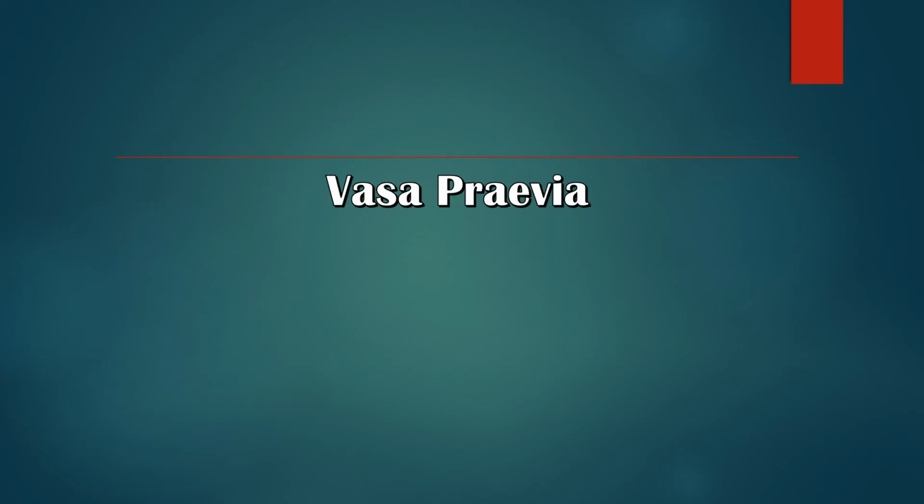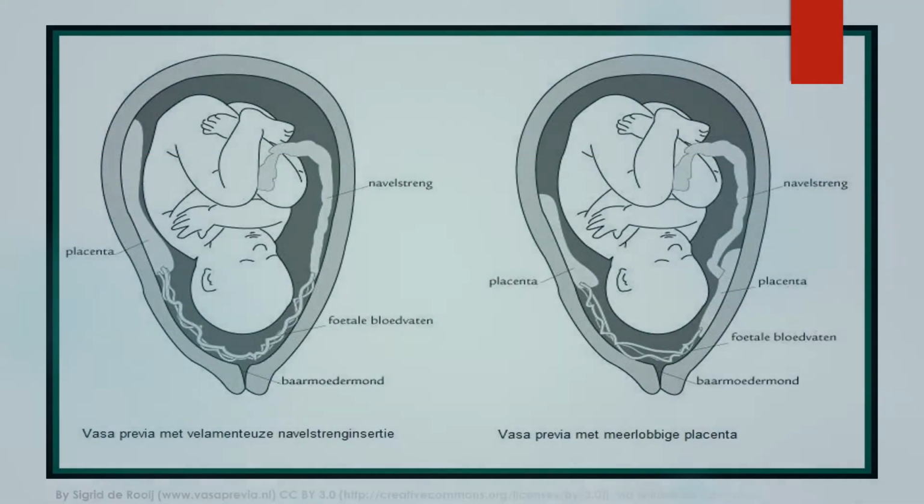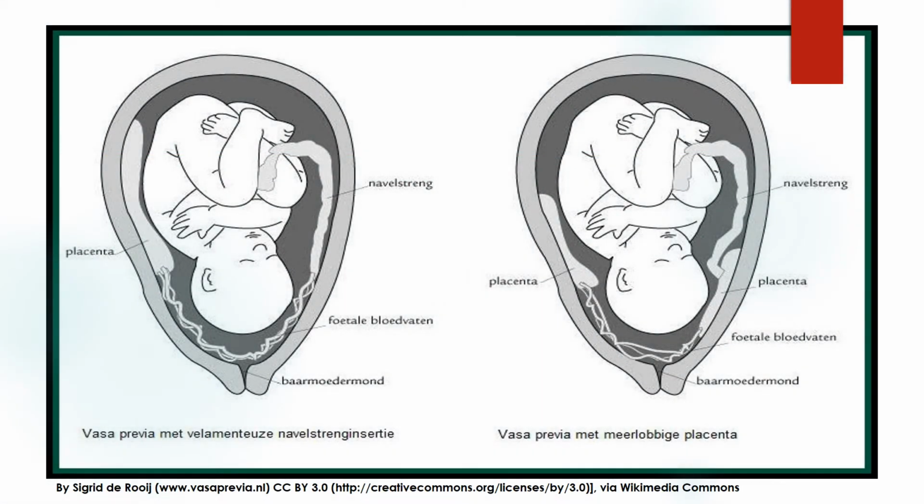Vasa Previa. Vasa Previa describes fetal vessels coursing through the membranes over the internal cervical os and below the fetal presenting part, unprotected by placental tissue or the umbilical cord.